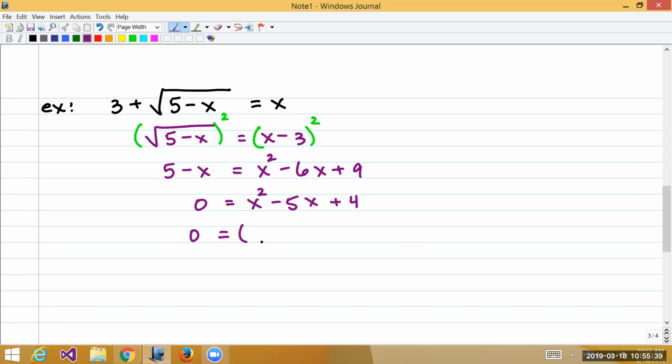And we can go ahead and factor this. I need 2 numbers that have a product of 4 with the sum of negative 5. That'll be x minus 4, x minus 1. To solve these, we need to set each one individually equal to 0.